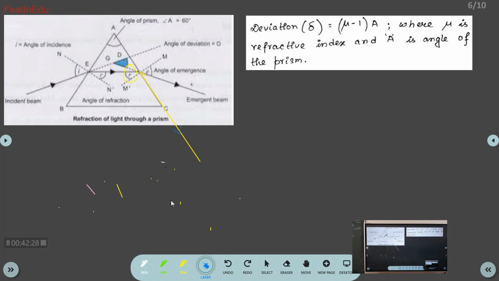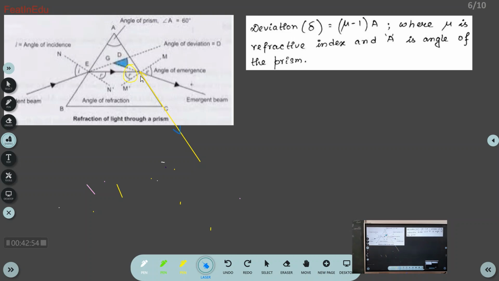Got it? Now, that is if R is equal to C. Now, if R is greater than C, C depends upon the refractive index of the prism material. See, if the prism is made of glass of refractive index 1.5, then probably it will go like this.